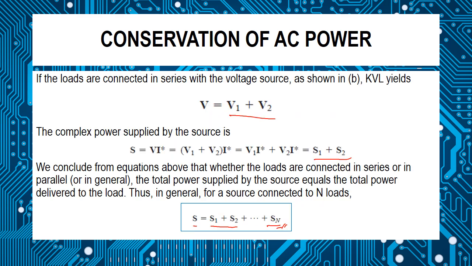If the loads are connected in series, by KVL we have V equal to V1 plus V2. The complex power supplied by the source is S equal to V times the conjugate of I, or V1 plus V2 times the conjugate of I, equal to V1 times the conjugate of I plus V2 times the conjugate of I, or simply S1 plus S2. So we conclude from the equations above that whether the loads are connected in series or in parallel, the total power supplied by the source equals the total power delivered to the loads. Thus, in general, for a source connected to n loads, we have S equal to S1 plus S2, and so forth up to S sub n.